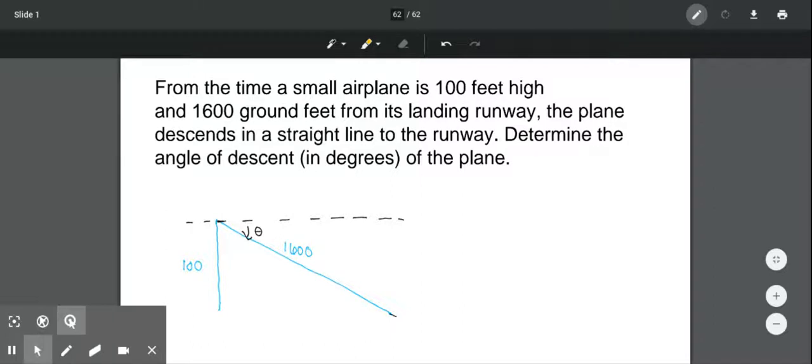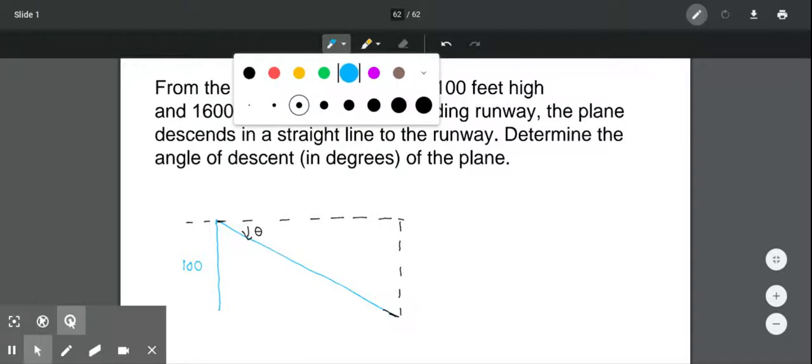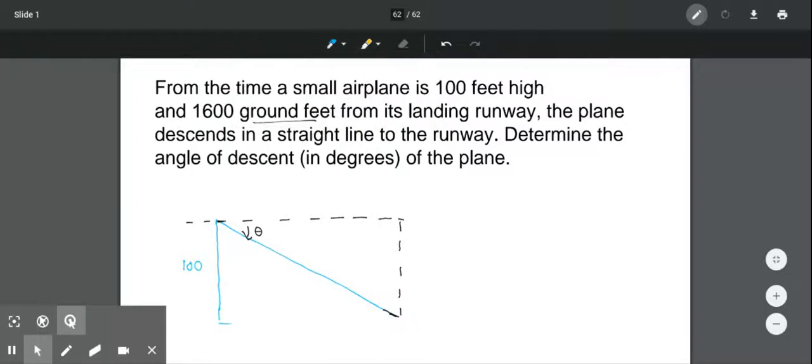What we could do is think about creating this other triangle right here. Oh, you guys, you know what? I'm sorry. Ground, I didn't read ground feet. Well, I did read it, but I didn't think about what that meant. So ground feet, let's not put the 1,600 there. The ground feet is along the ground, right? That would make sense that this side right here would be 1,600. So I'll give you a minute to change that if you're writing this down. Sorry about that.